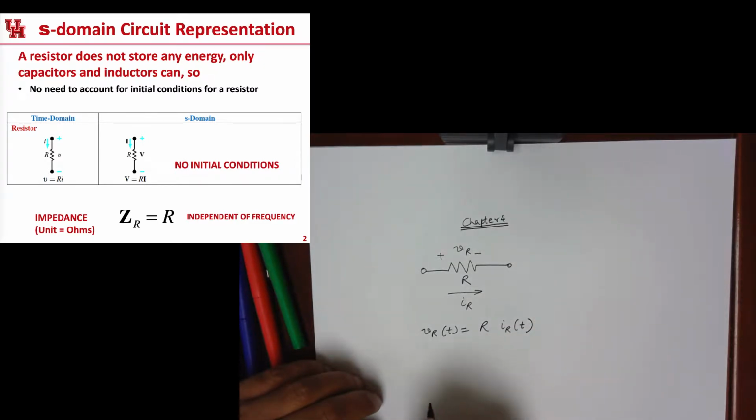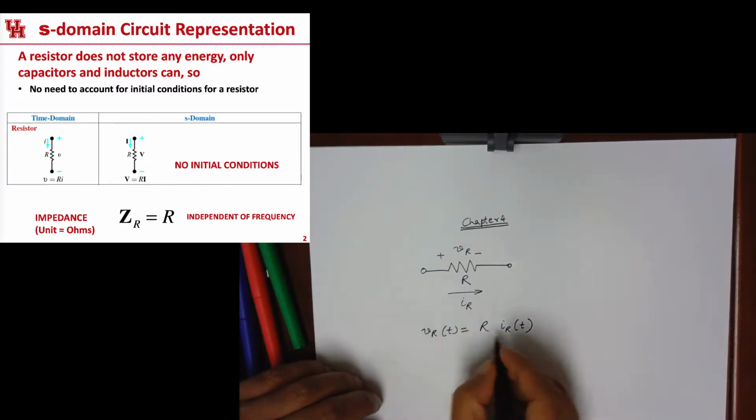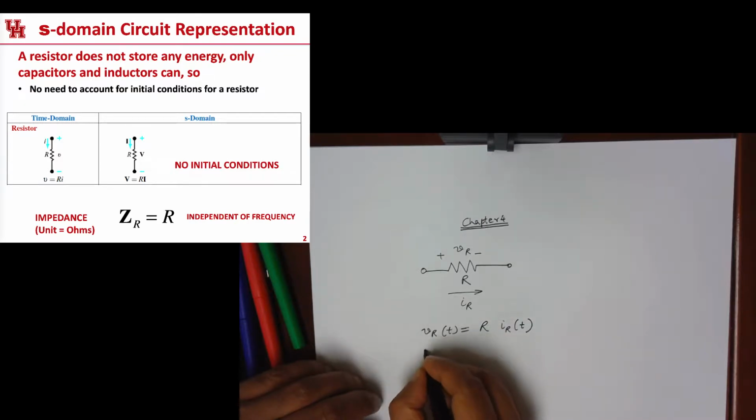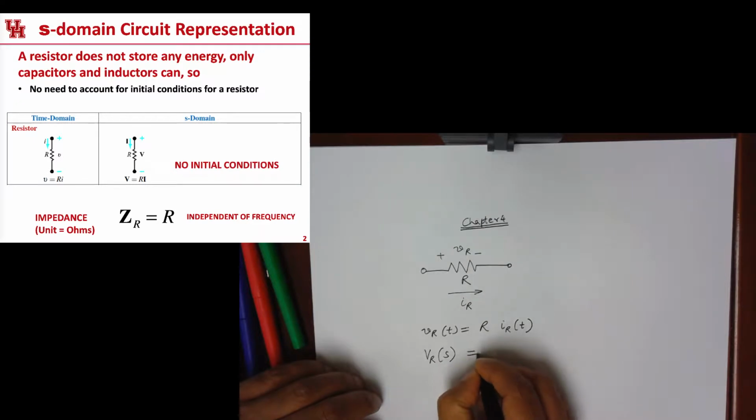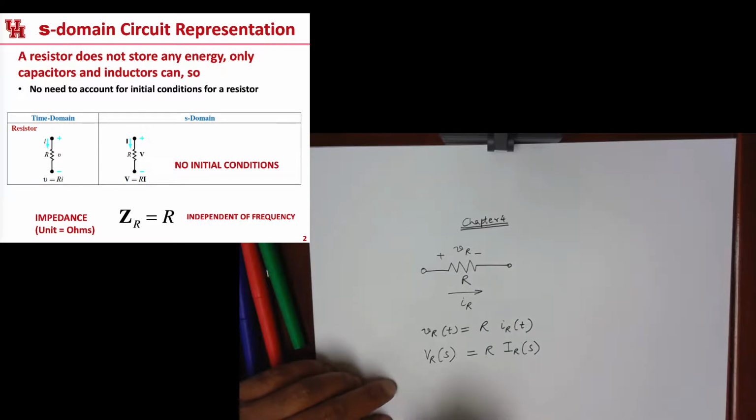Now, what this means is if you take the Laplace transform of both sides, I get V_R of s is R times I_R of s. So this quantity here is a constant. That's a resistor. We're assuming that it's not changing. Once you wire in a resistor, it stays at the value that it's wired in.